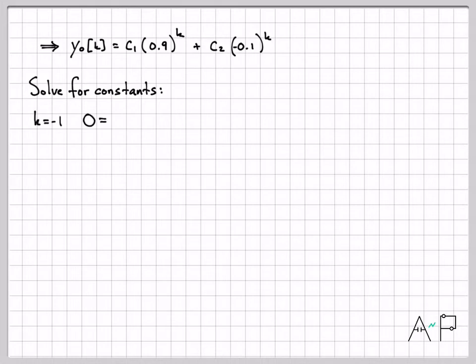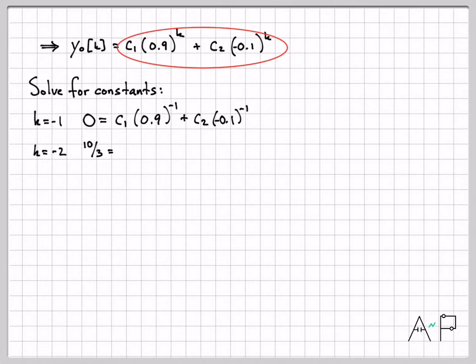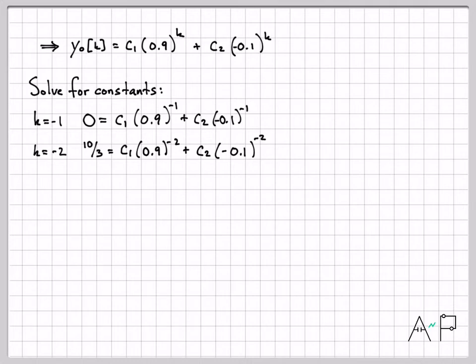At time minus 1, I was told that the system output was 0. So 0 has to equal this equation with all the k's replaced with negative 1. So I do that. Similarly, I was given an initial condition for time k equals negative 2. We were told that at time negative 2, the output was equal to 10/3. So 10/3 has to equal this equation with all the k's replaced with negative 2. I do the exact same thing here, replace all the k's with the appropriate value.